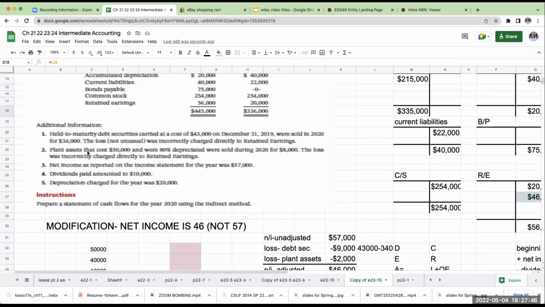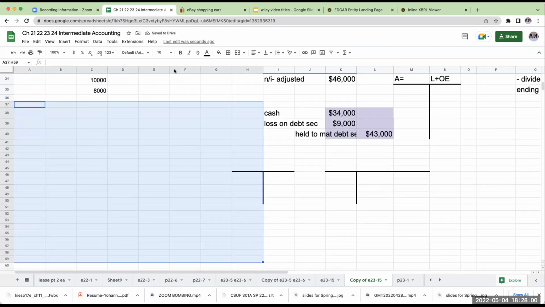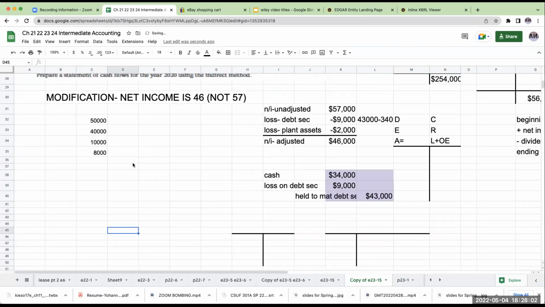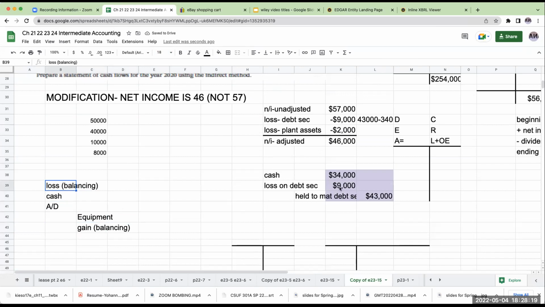Now, for number 2, plant assets that cost 50 and were 80% depreciated were sold for 8,000. So let's go ahead and do that one. This is by far one of the most important entries that you can memorize when you're dealing with asset sales. Loss, balancing, okay, cash, accumulated depreciation, equipment, gain, balancing, right? If I have a debit to balance, I'm going to be at a loss because I'm selling it for less than my carrying value. This is the same concept.